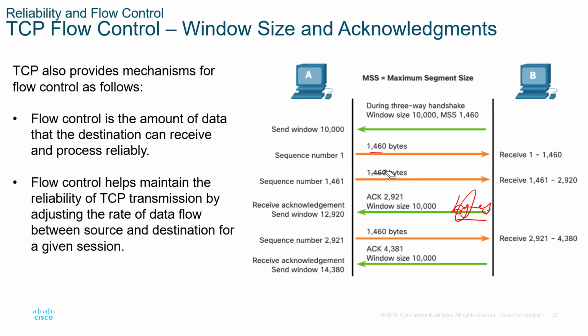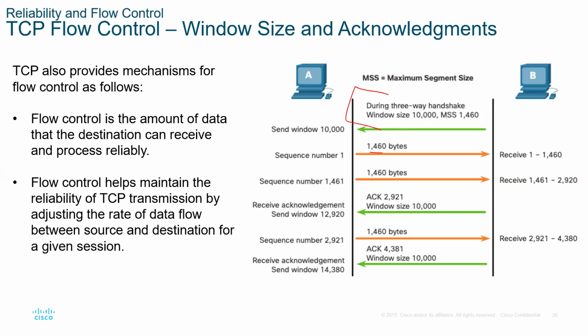Initial window size is not fixed. For example, this one is 10,000. It can change depending on the receiving device. If it experiences congestion, this value is decreased. But the initial size is negotiated during the three-way handshake.